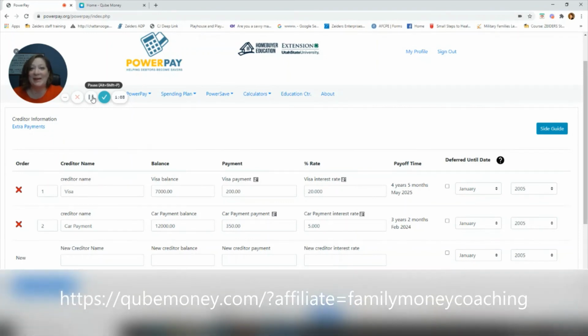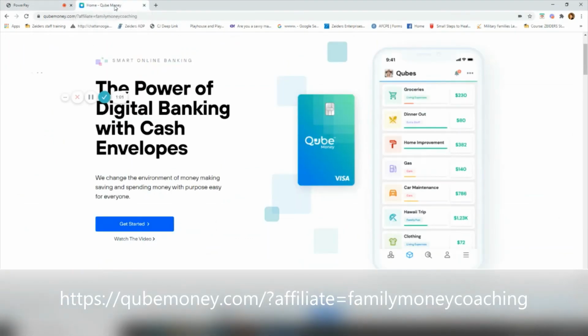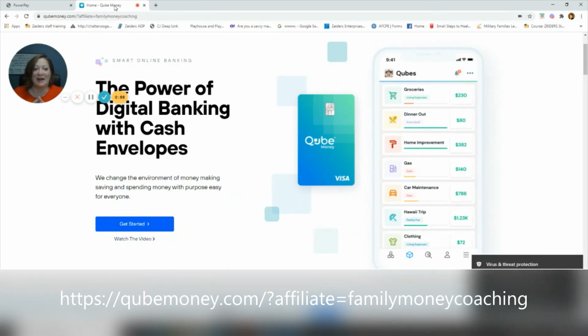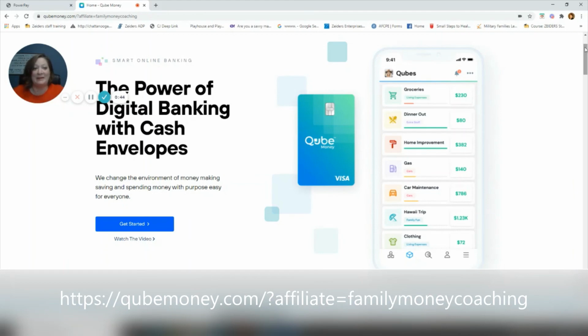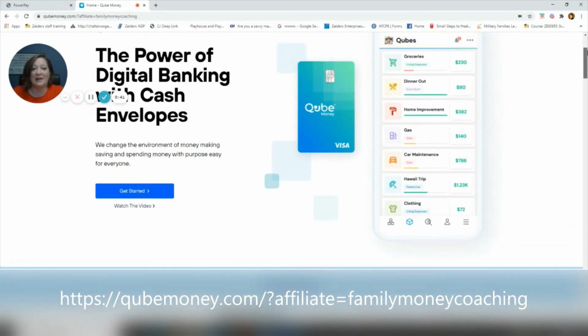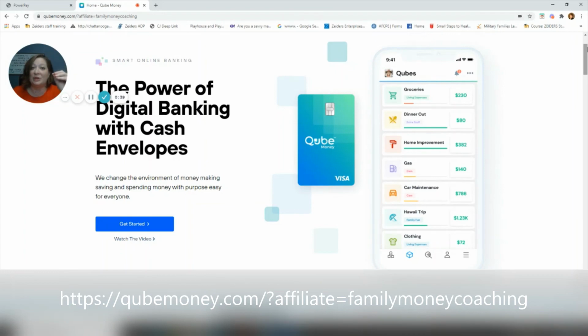Let me show you quickly the Cube Money. This is the digital banking with cash envelopes. I love this, very excited about it. And I have an affiliate link that I'll include. I love it so much, I became an affiliate. And I love the fact that you can have different cubes or categories or specific savings accounts for your personal spending money, because this is where all of the leaks occur that stop you from reaching your personal goals.